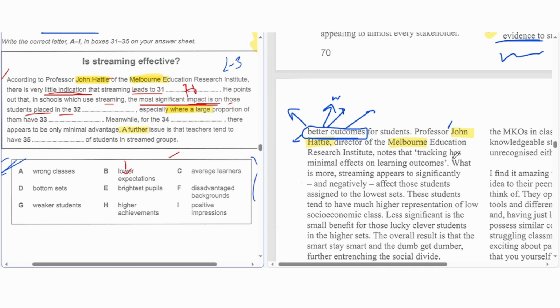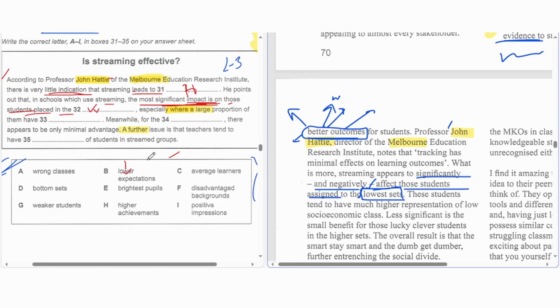If you go here and read from this part: education research knows that tracking has minimal effect on learning outcomes. What is more, streaming appears to significantly, see, now we get the word significantly, and negatively affect, meaning impact, those students assigned to the lowest set. So what type of student is affected significantly? Lowest sets of students. This is your answer. For this one, 32, the answer is lowest sets, not the highest set, lowest set.